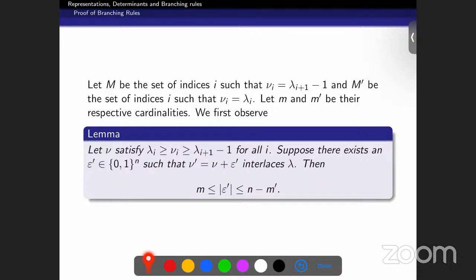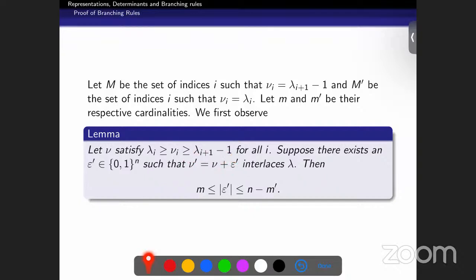Okay. So if we have that nu is a weight which is satisfying this weak interlacing, and there exists some epsilon prime such that this actually interlaces. If that happens, then for this to interlace, we'll have to mask up all those places where this was becoming exactly lambda I plus 1 minus 1, right? So all those places where it is reaching this lower bound, we'll have to add a 1 so that it does interlace. So how many ones will we have to add?